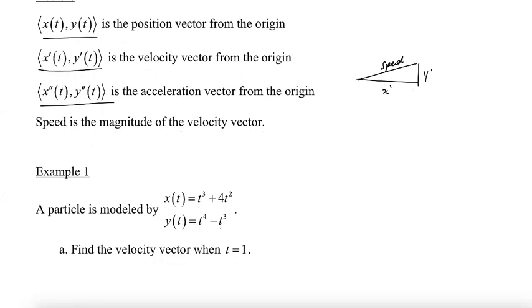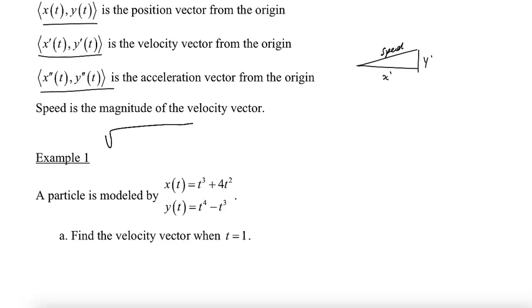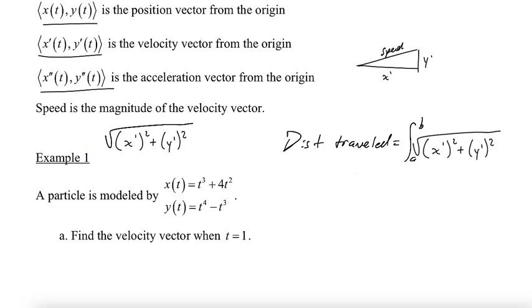Okay. So speed is the square root of x prime squared plus y prime squared, which if you remember looks very, very similar to our total distance traveled, the arc length, right? So the arc length, or distance traveled, is the integral from a to b of this equation, dt. Right, so those are two very similar things.